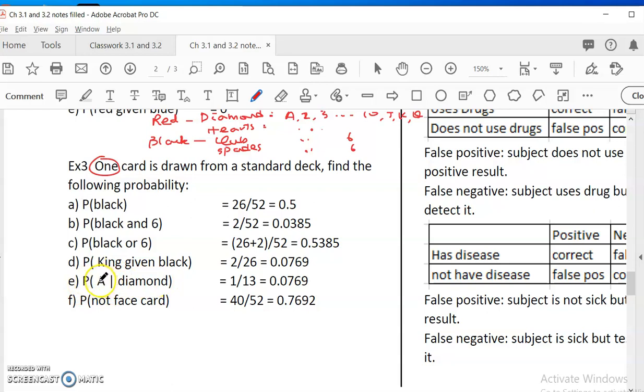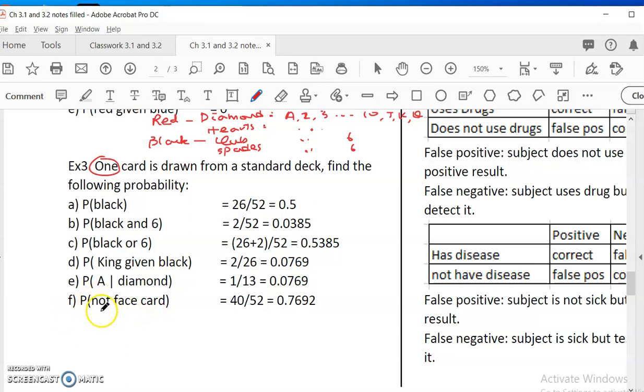What is the probability I will get an A, given that someone tells me I already know, for some reason, that I have a diamond? So if you have a diamond, there are 13 cards available as your sample space, and there is only one A, right? A means 1. So it's 1 over 13, which is 0.0769.